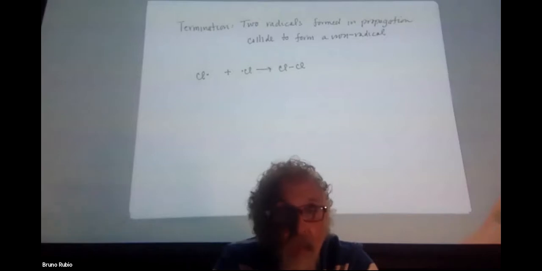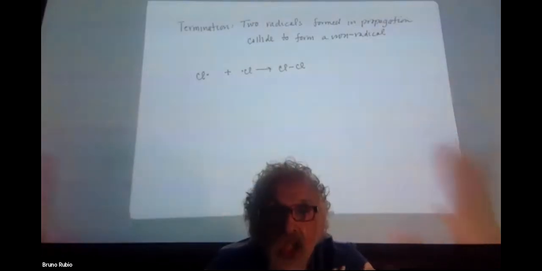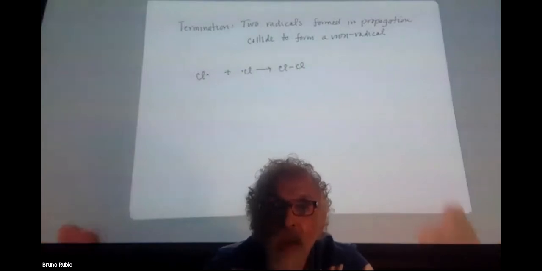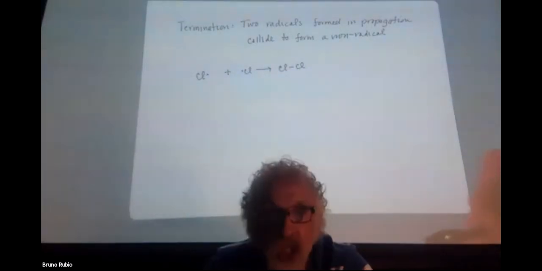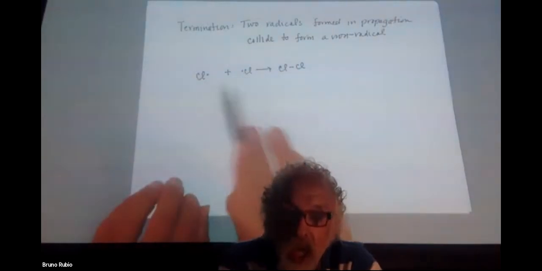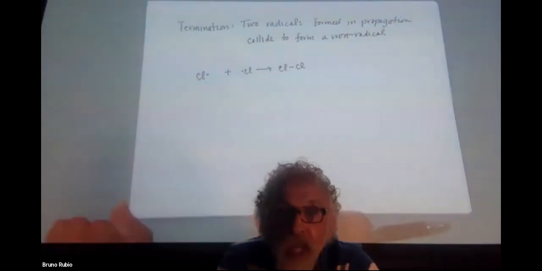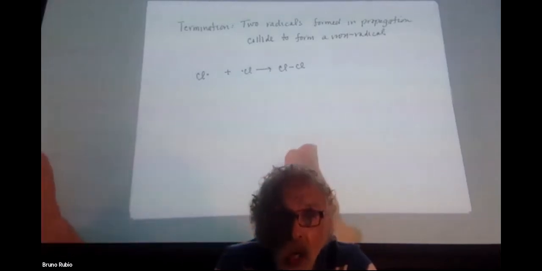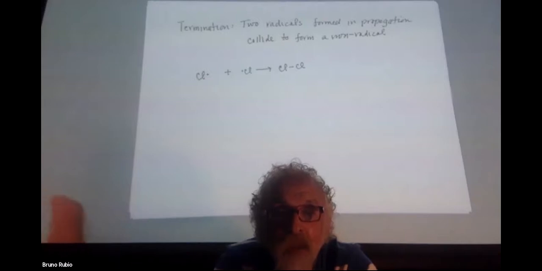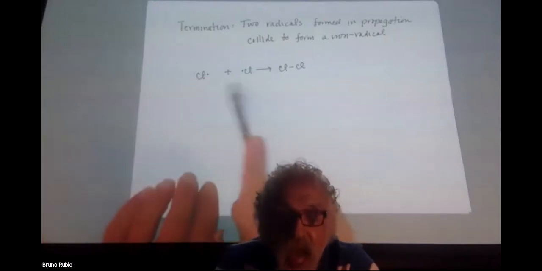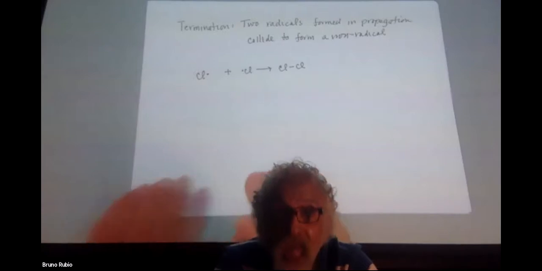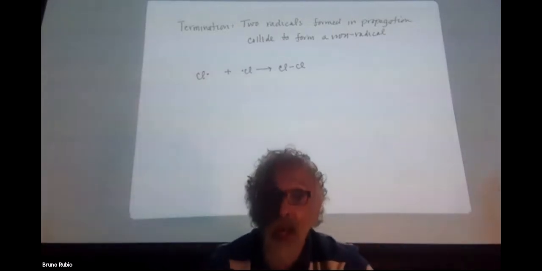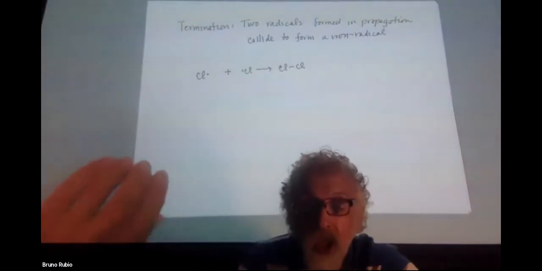Termination only happens at the end of the reaction. That's why it's called termination. This is happening at the end of the reaction when propagation has pretty much run its course. The likelihood of two Cl dots bumping into each other at the beginning of the reaction is very low, right? Because we only have 13 out of a billion. So this is not likely to happen at all at the beginning of the reaction, but near the end of the reaction, now the likelihood that these two radicals could collide is much higher.